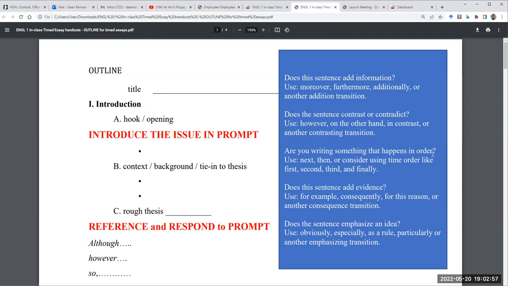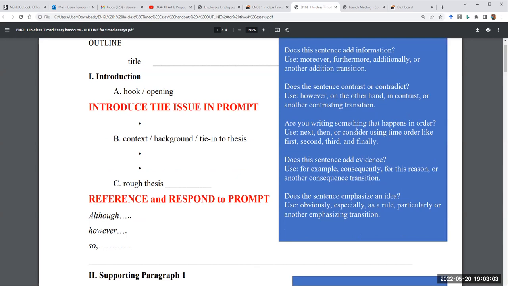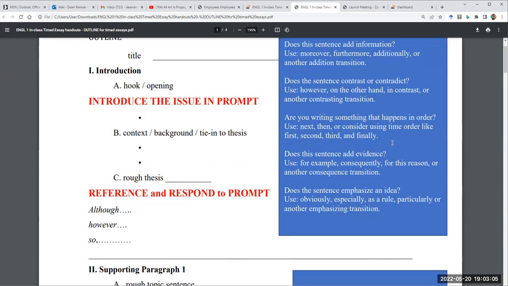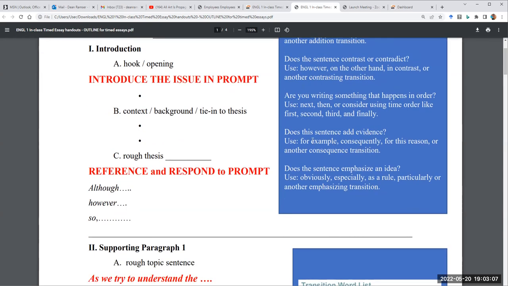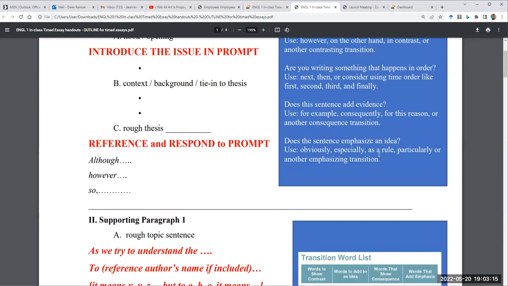So you can use the following words, however. Are you writing something that happens in order? Then you may want to use next, then. Does the sentence add evidence? Then you use a signal phrase like, for example, consequently. Does the sentence emphasize an idea? Then you use something like obviously or especially or as a rule.